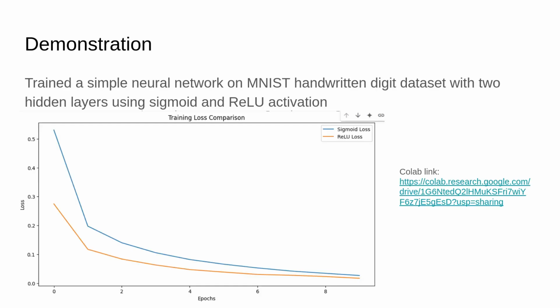For a practical demonstration, I've trained a simple neural network on the MNIST handwritten digit dataset with 2 hidden layers using sigmoid and ReLU activations separately. If you analyze the loss curve, you see that the ReLU loss is quite low and it converges quite faster than the sigmoid loss. And that's how activation functions like ReLU solve the saturation problem, speeding up training and improving performance.